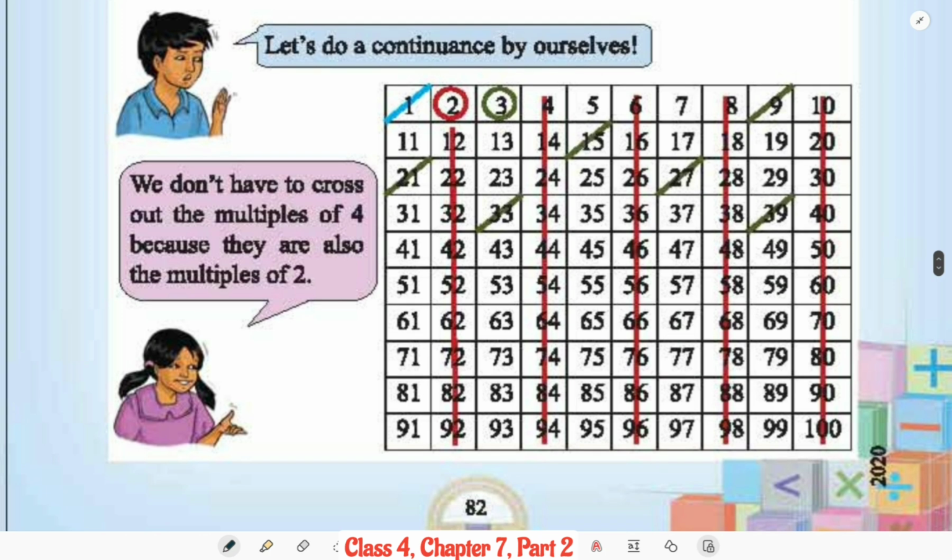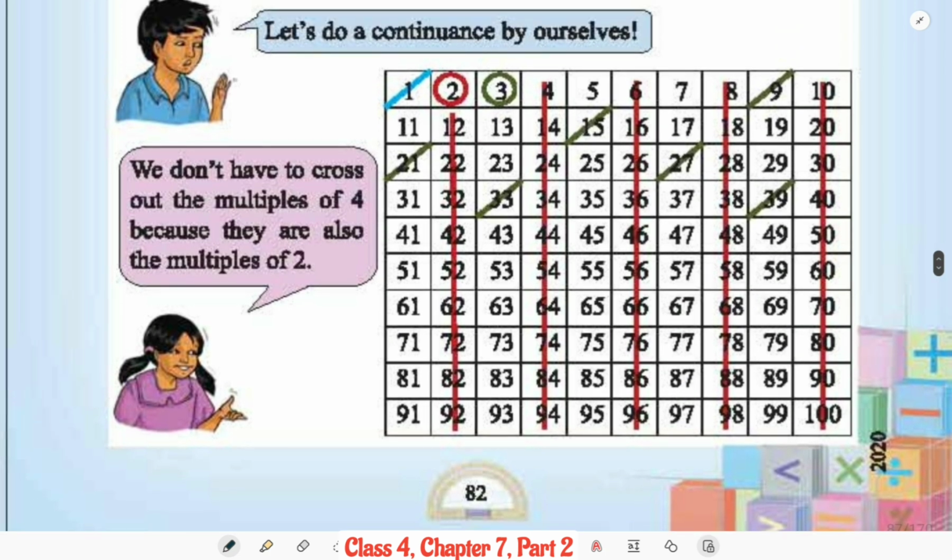Let's cross out the composite numbers in the table. 1 to 100 numbers are given, right? Whichever the numbers have factors, you have to strike them out. Like 99, 3 is a factor, so it is not a prime number. Similarly, these numbers are also not prime because these are all having 5 as a factor. So whatever is left, they are all prime.